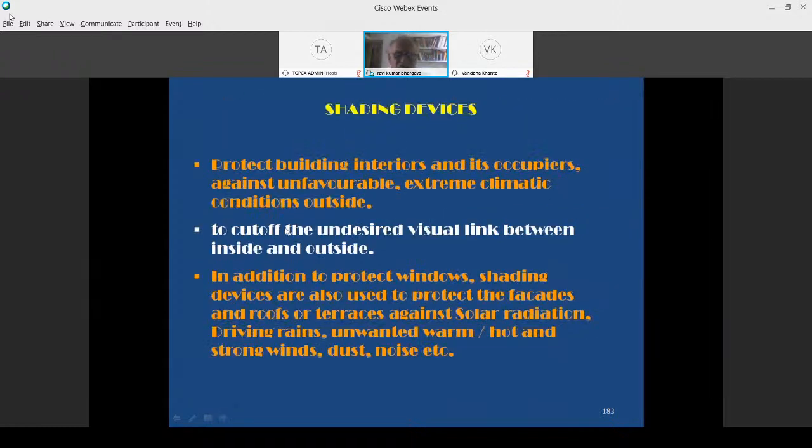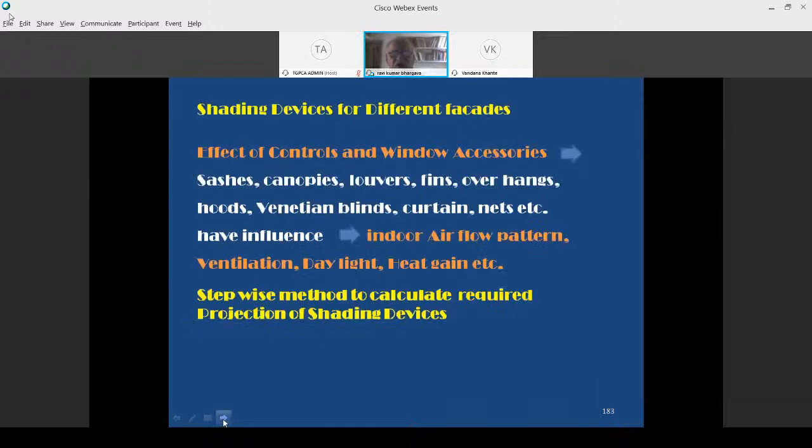Right. As per the shading, we were just studying shading devices, their shape and form, and how to design them. They protect building interiors and occupiers against unfavorable extreme climatic conditions outside. This is the role of the shading device, and also to cut the undesired visual link between inside and outside. In addition, there are several more functions.